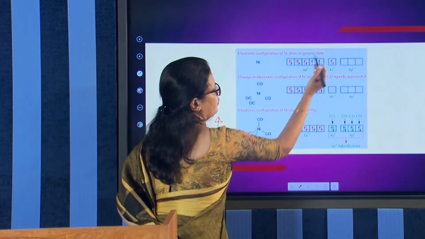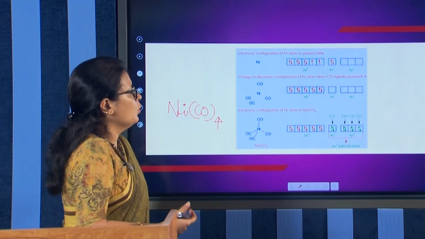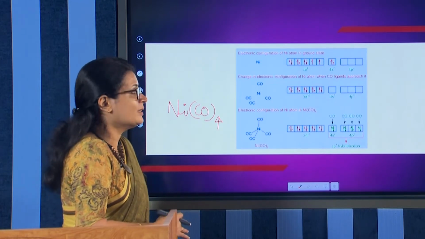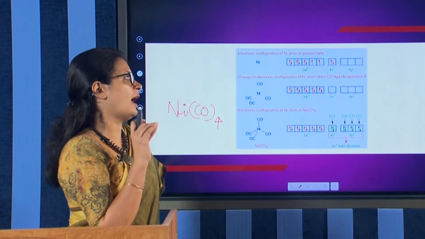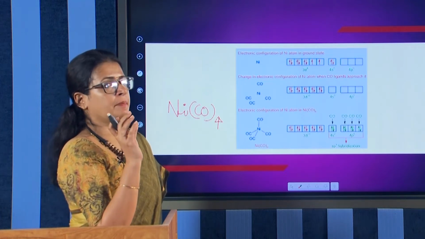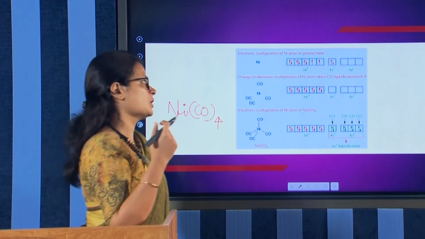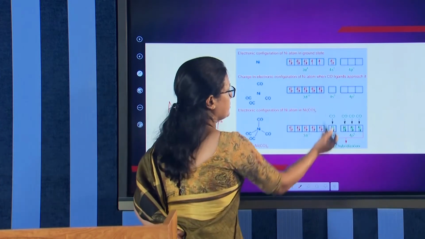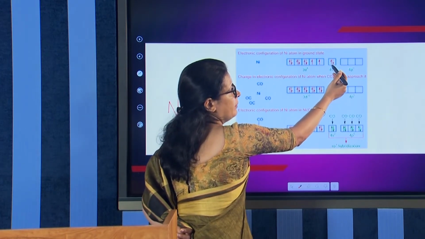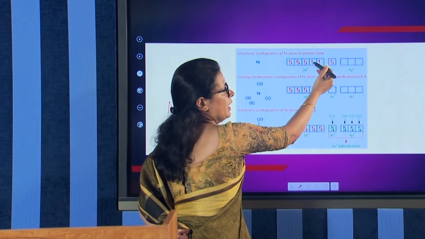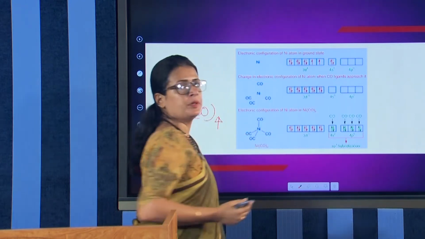That is 3d8 4s2. And now in the electronic configuration, when carbonyl ligands are approaching the central metal atom nickel, you can see that these carbonyl ligands are strong ligands. They have the capacity to pair the electrons. How does this pairing of electrons take place? See this. There are 2 electrons in the 4s orbital. They will be coming here. One will be coming here and get paired, and another will be coming here, that also gets paired. Like this, the arrangement will be obtained, right?